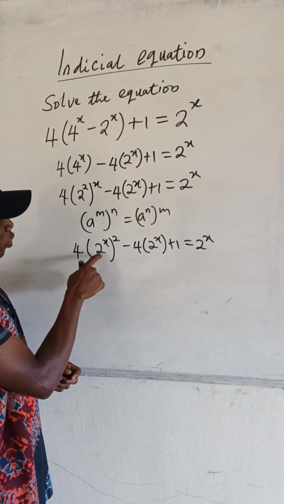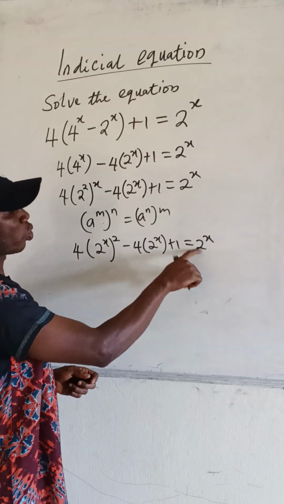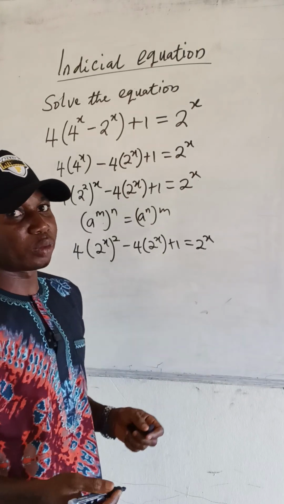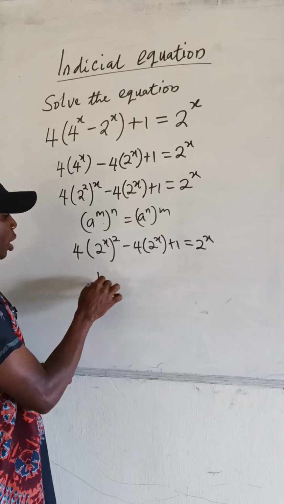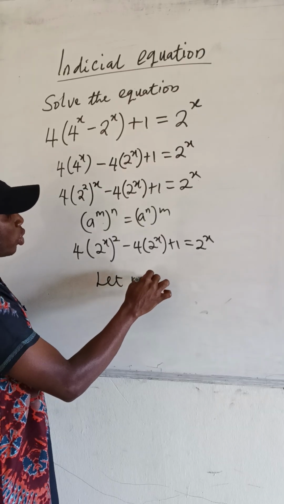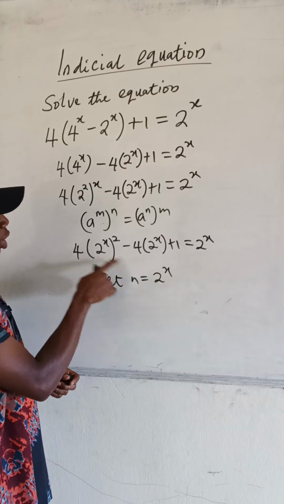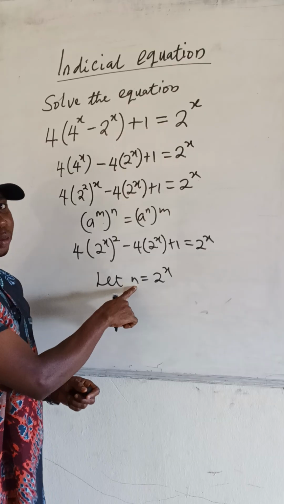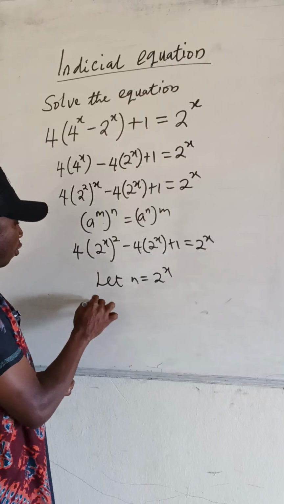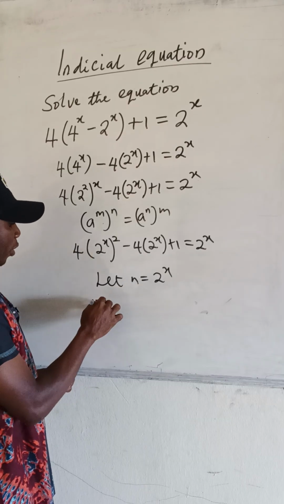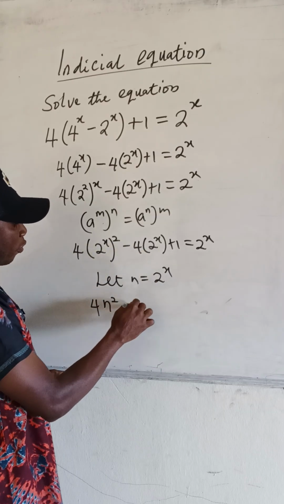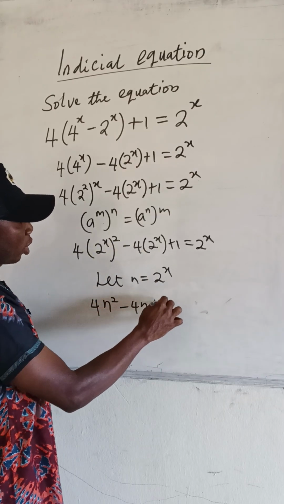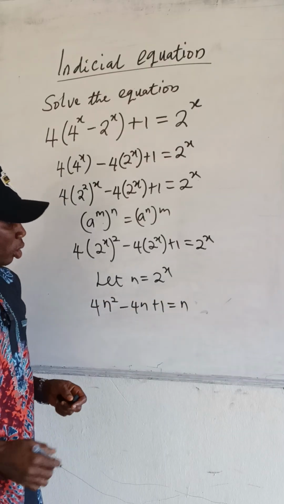So since we have 2 raised to the power of x here, 2 raised to the power of x here, 2 raised to the power of x here, we can decide to represent it with a single letter. Let's say let n be equal to 2 raised to the power of x. So anywhere we see 2 raised to the power of x, we replace it with an n. That means we have 4, then we have n here. This becomes n squared minus this place will be 4n plus 1 is equal to n.